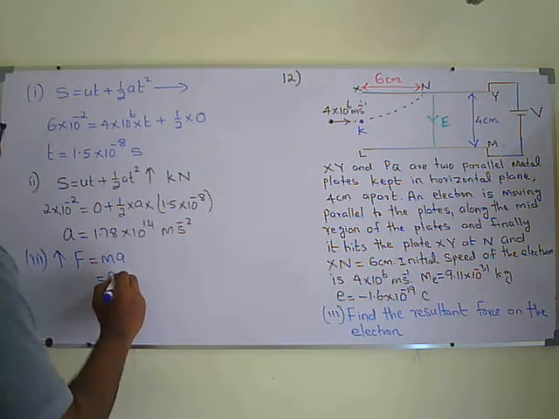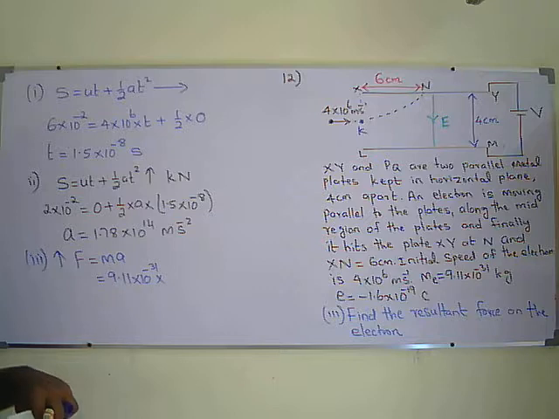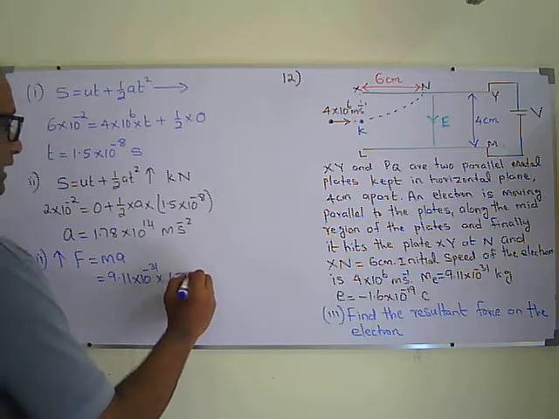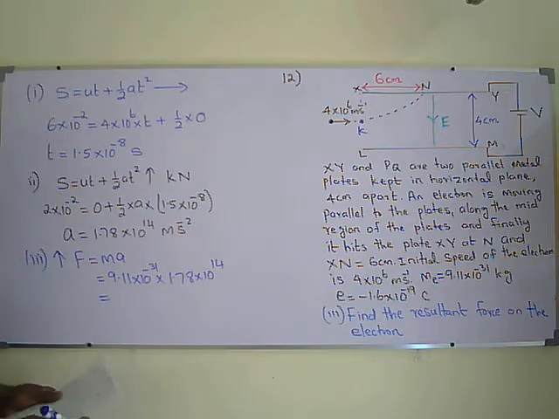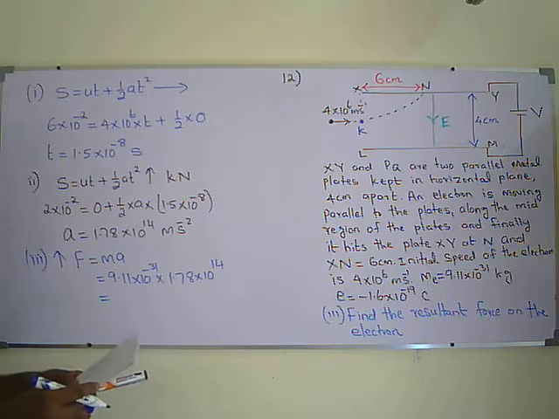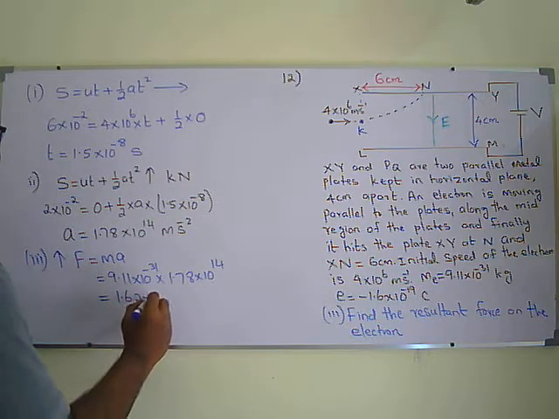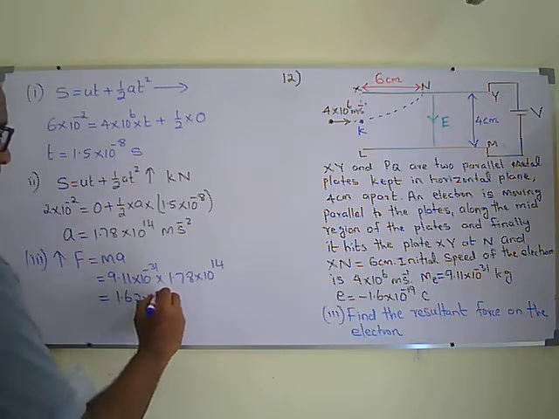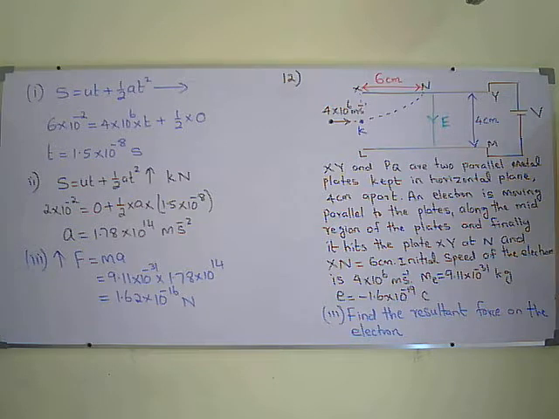Mass is 9.11 times 10 to the power minus 31 times acceleration 1.78 times 10 to the power 14. So solve it. That will be the upward resultant force, 1.62 times 10 to the power minus 16 newtons. That will be the resultant force on the electron.